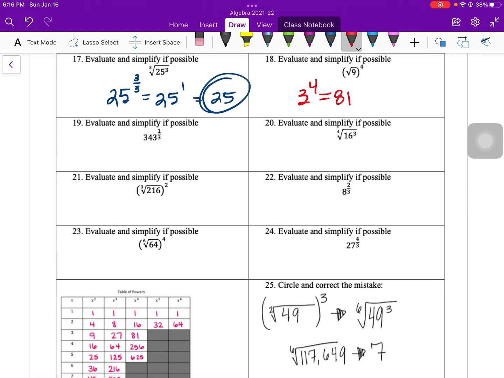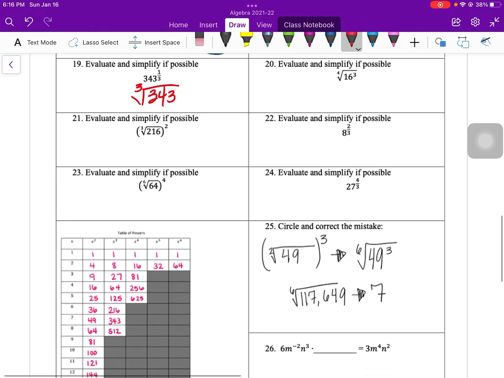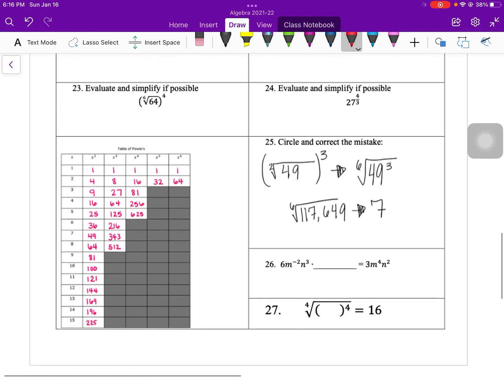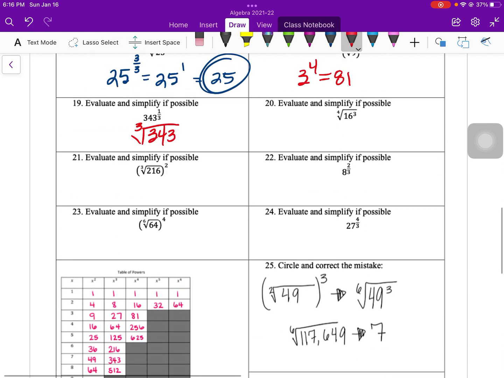Okay, number 19, anything to the power of 1/3 means I'm just taking the 3rd root. So the 3rd root of 343, we can also call that the cubed root. So under x cubed, 343, looks like 7 is our answer there.